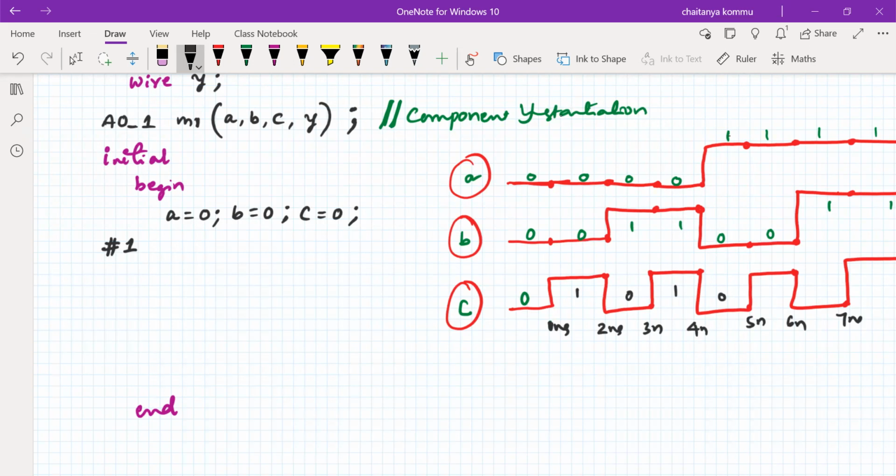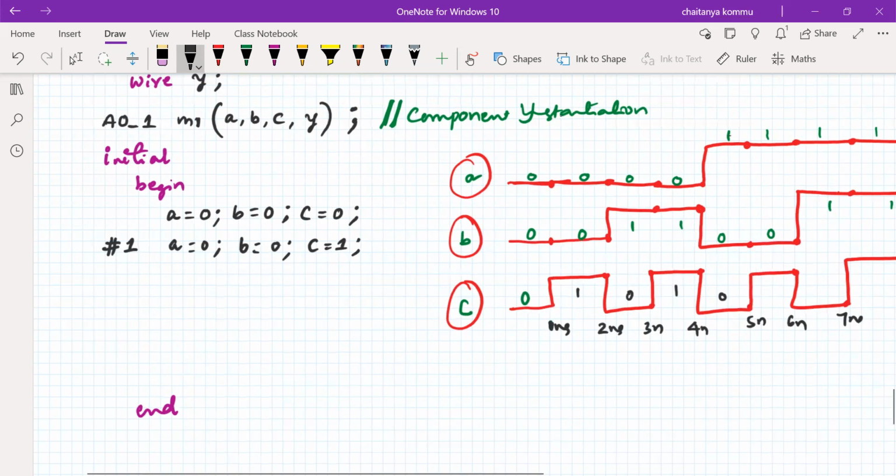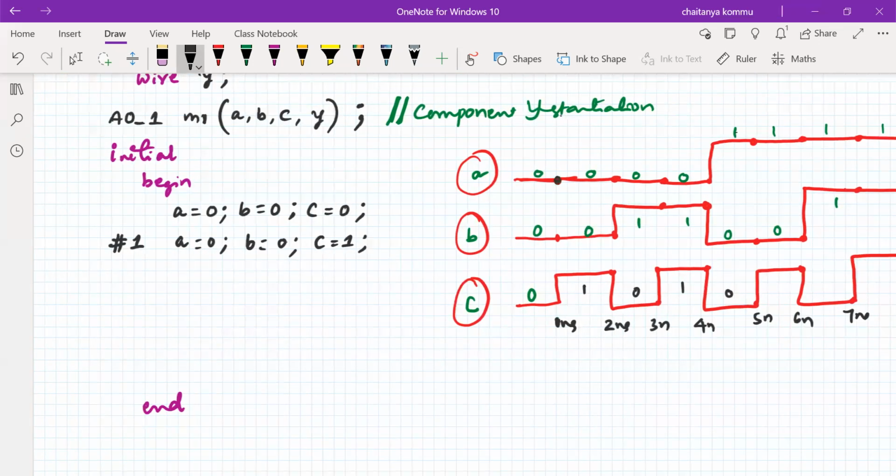Okay, fine. So at 1 nanosecond, what is happening here? A is equal to 0, B is also 0, but C changes to 1. Are you agree with me? At 1 nanosecond, this is 0, this is 0, but this must be 1. It becomes 1 at 1 nanosecond.